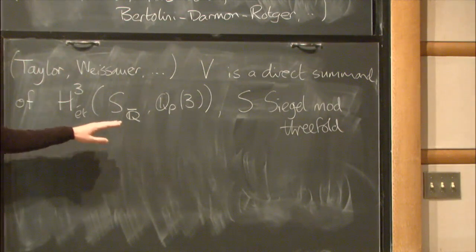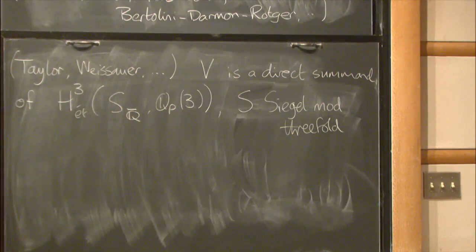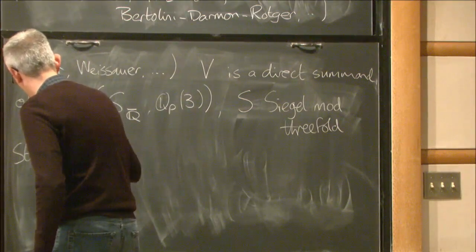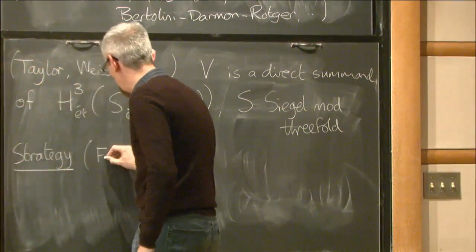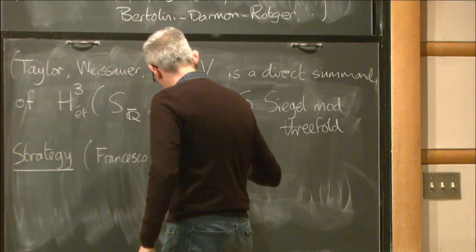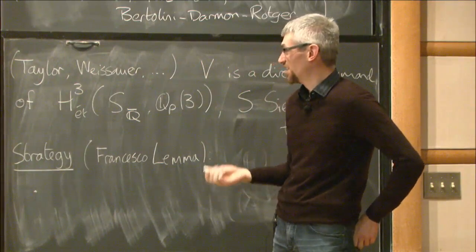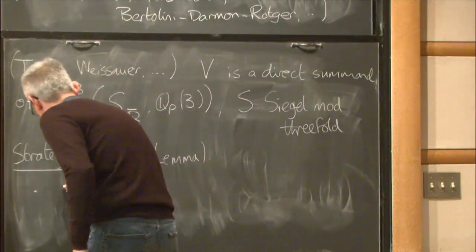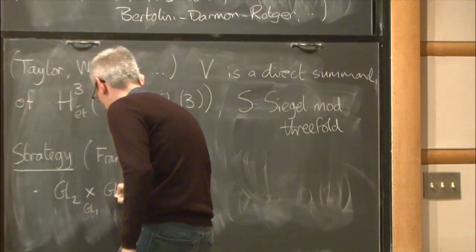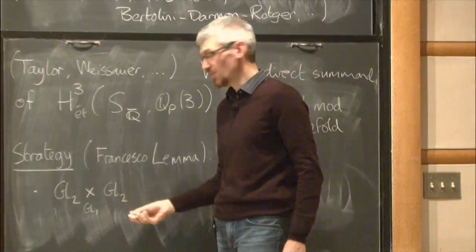So again, we want to build cohomology classes in this cohomology group over different cyclotomic fields. So the strategy, and this is due to Francesco Lemma, you start with the observation there's a nice subgroup that you understand inside GSp4. And it's almost the product of two GL2s, but not quite. You need to take the fiber product over GL1, so pairs of matrices with the same determinant.